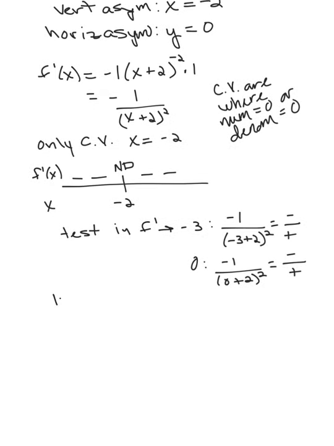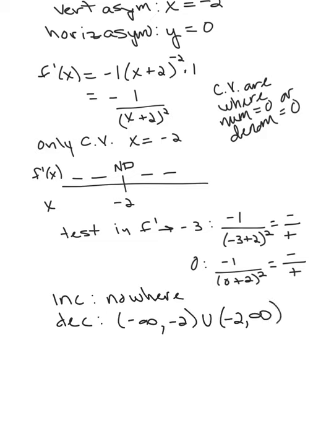So as far as increasing and decreasing, we are increasing nowhere. We are decreasing from negative infinity to negative 2. We cannot just say negative infinity to infinity because this function does not exist at negative 2. So we have to break at that negative 2. So now we know that everywhere that this function exists, it is decreasing.